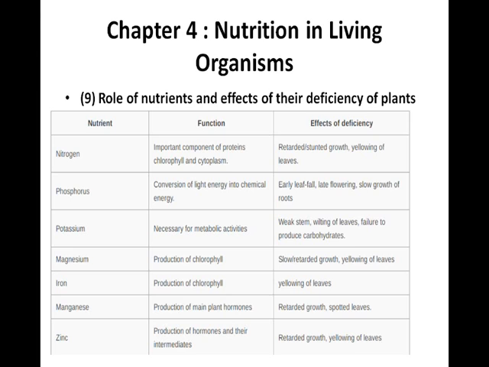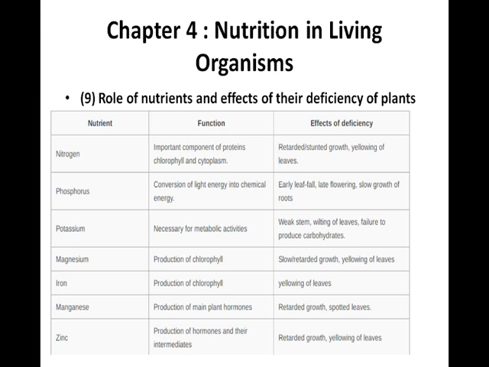Function of nitrogen: it is an important component of proteins, chlorophyll and cytoplasm. Okay, nitrogen is very important for chlorophyll, proteins and cytoplasm. Deficiency: retarded stunted growth, yellowing of leaves. What happens in its absence? Plants show retarded stunted growth and yellowing of the leaves can be caused due to the lack of nitrogen.